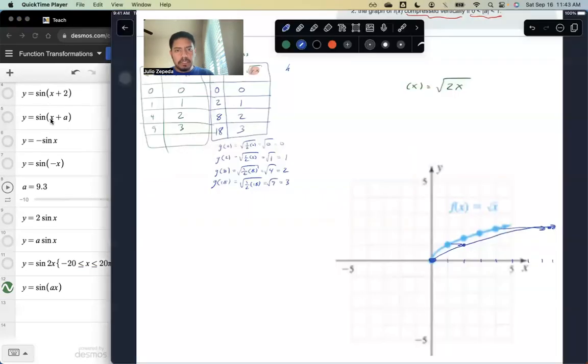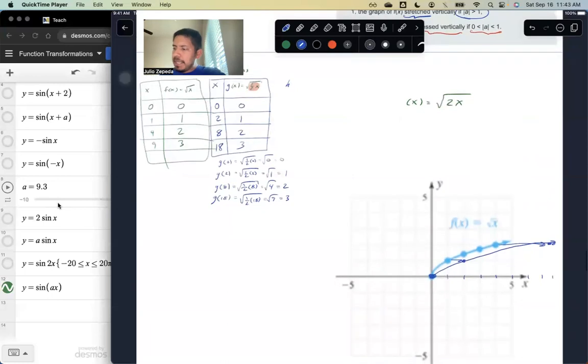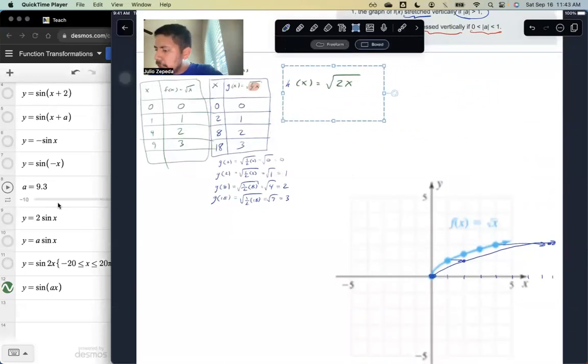Okay, so let's jump back over here. So yeah, this is a stretch of a factor of 2. And then we'll take a look at h of x as our last example for this.